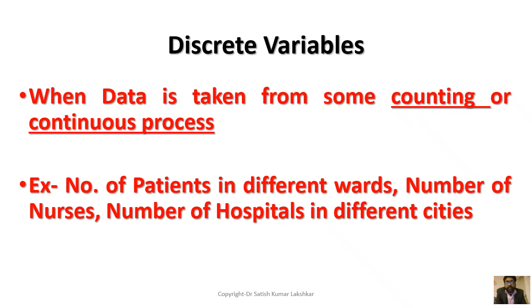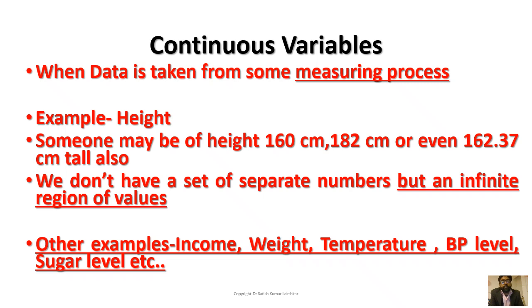Okay, so this is always counted as a continuous process. That is the reason we are calling these discrete variables. So when data is taken from some counting or continuous process, then we'll call it a discrete variable. Now let's talk about continuous variables.